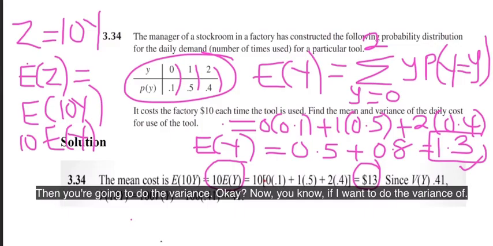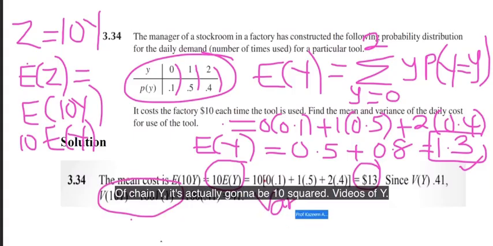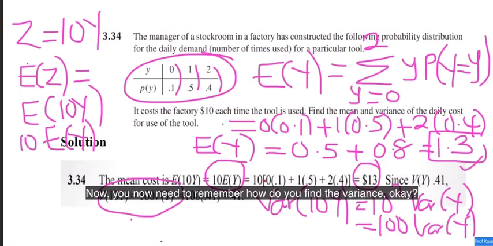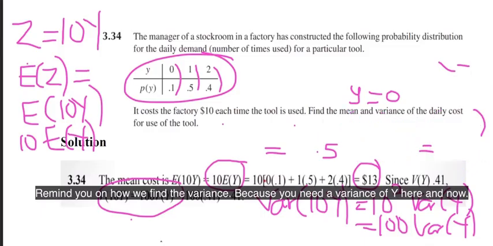Then you're going to do the variance. Now, if I want to do the variance of that, don't forget, the variance of 10y is going to be 10 squared times the variance of y, which is 100 times the variance of y. Now you need to remember, how do you find the variance? I'm going to remind you how we find the variance, because you need the variance of y here.